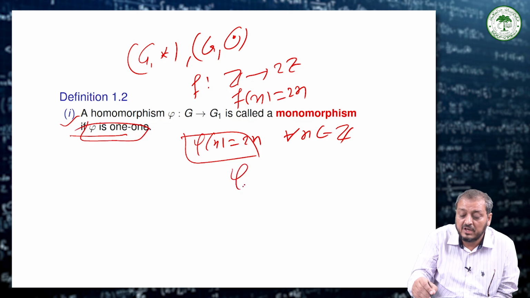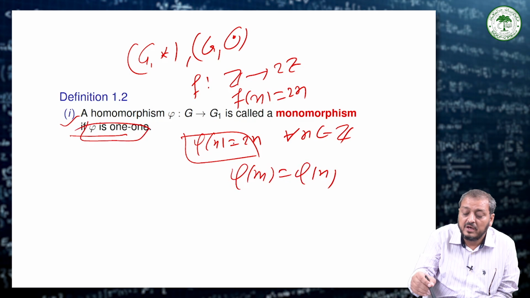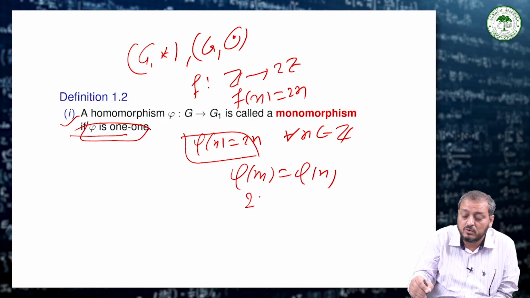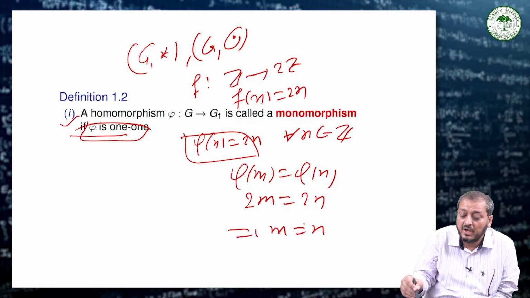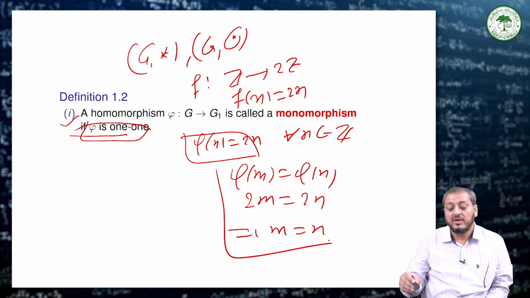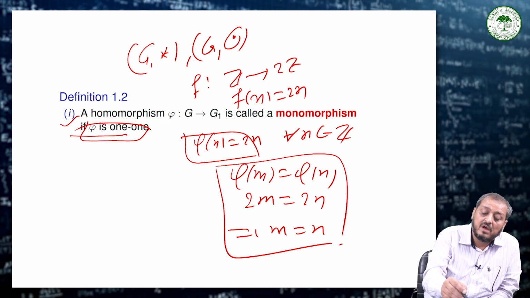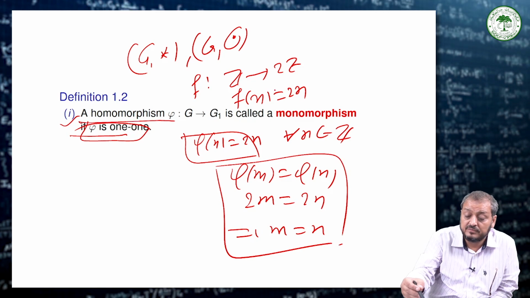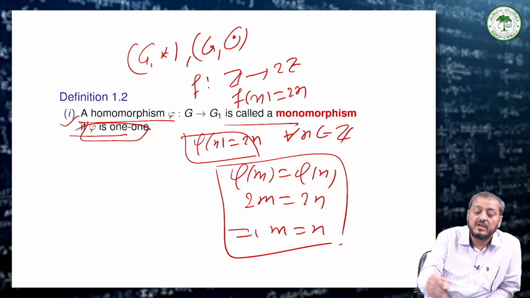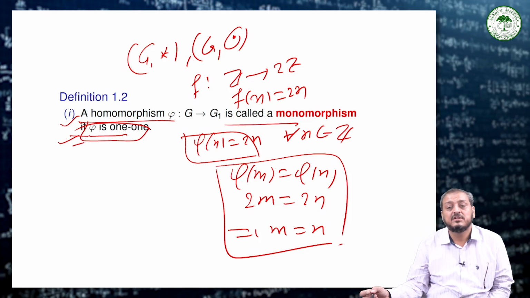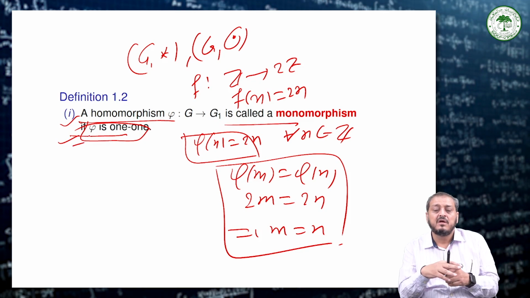So, for 1-1, we take two elements with phi of m equal to phi of n. In this case, phi of m is defined as 2m, and this is equal to 2n, and then we show that m is equal to n. Then clearly this homomorphism, n to 2n, is a monomorphism because it is 1-1. So, the definition is very clear and very trivial.